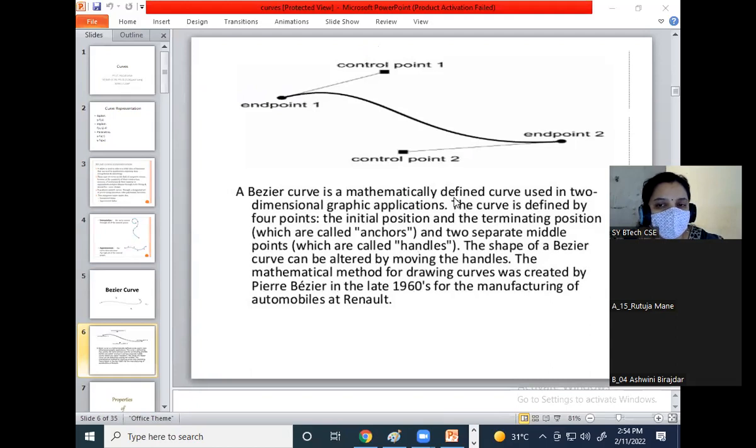A Bezier curve is a mathematically defined curve used in two-dimensional graphics applications. So it is important that the Bezier curve is drawn in 2D graphics. The curve is defined by four points. The initial position and the terminating position are called anchors, so the initial and final positions, that is the end points. These end points are also called anchors, and there are two middle points. These two middle points are the control points, also called handles. Why are they called handles? Because they handle the shape of the curve. So the middle points are called handles and the end points are called anchors.